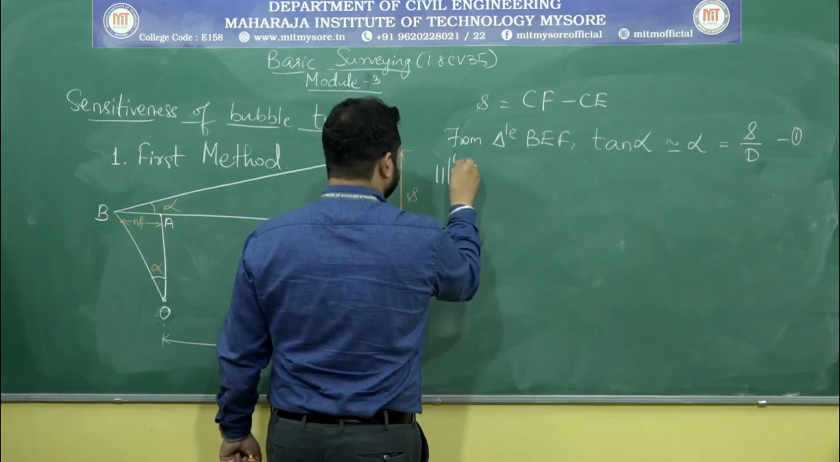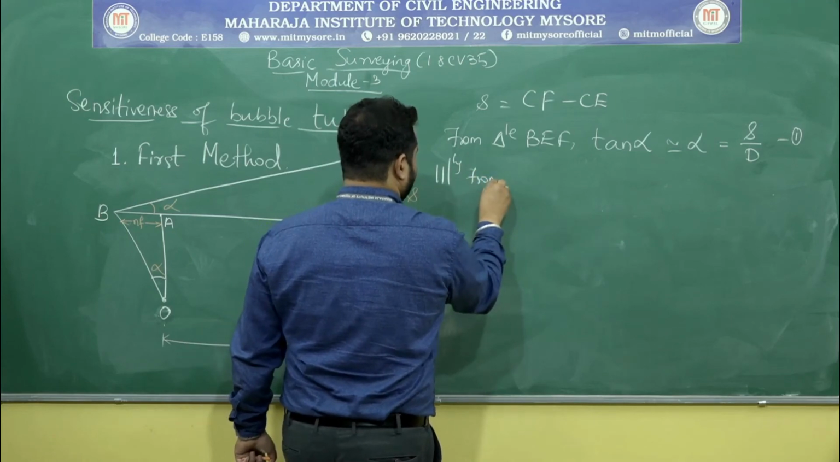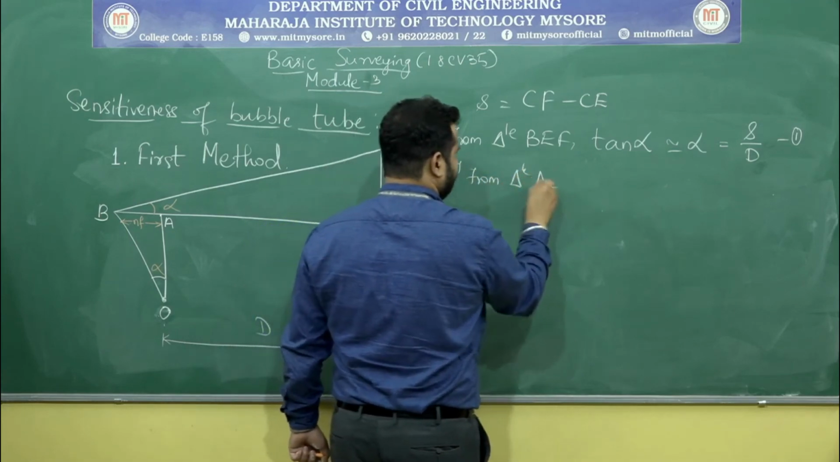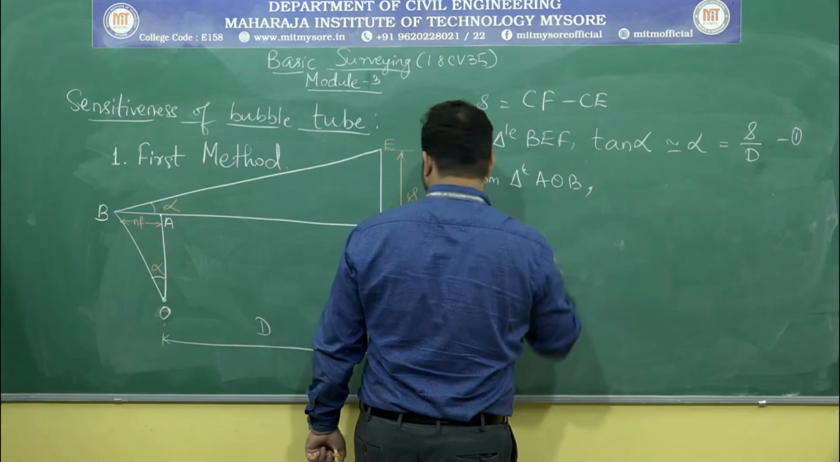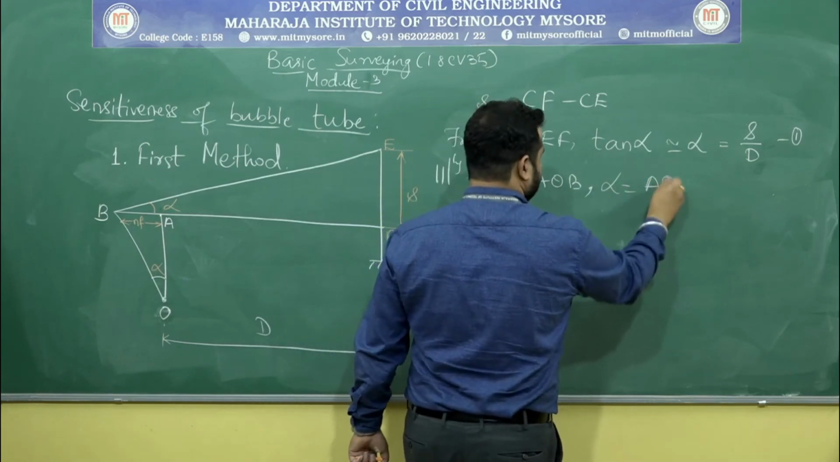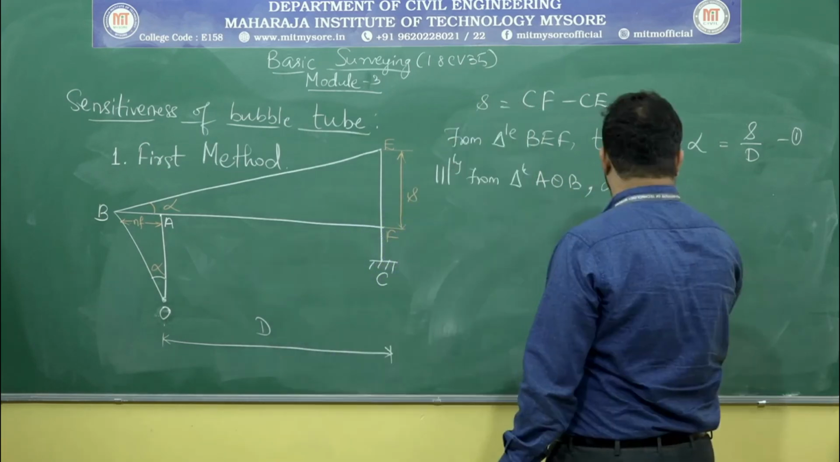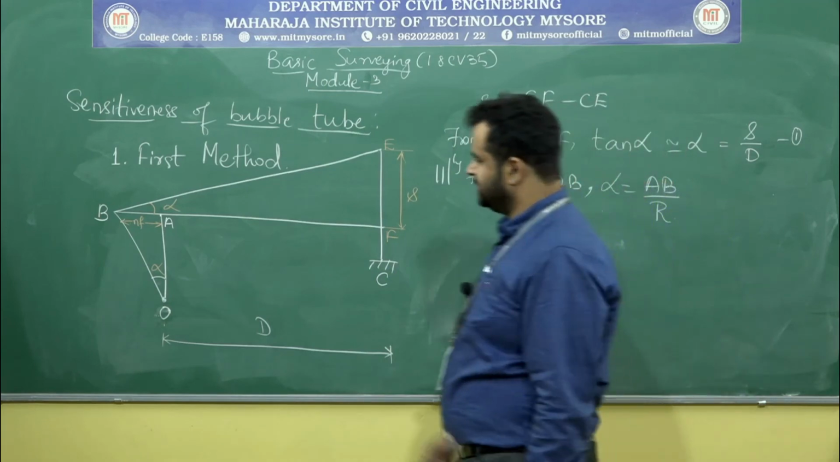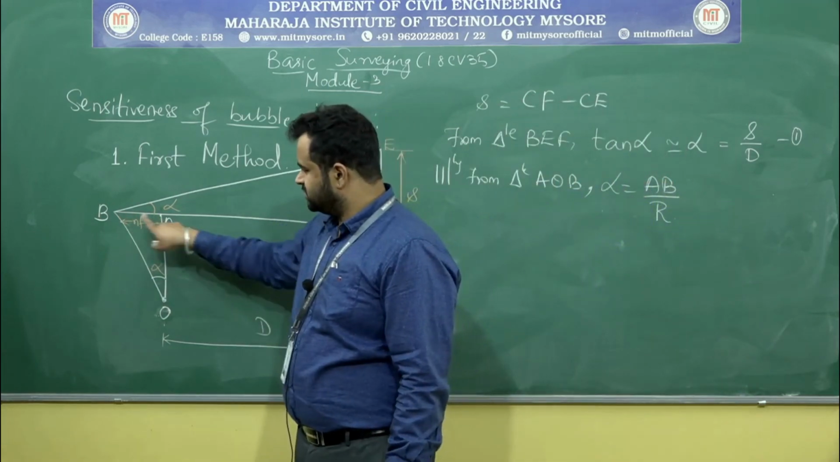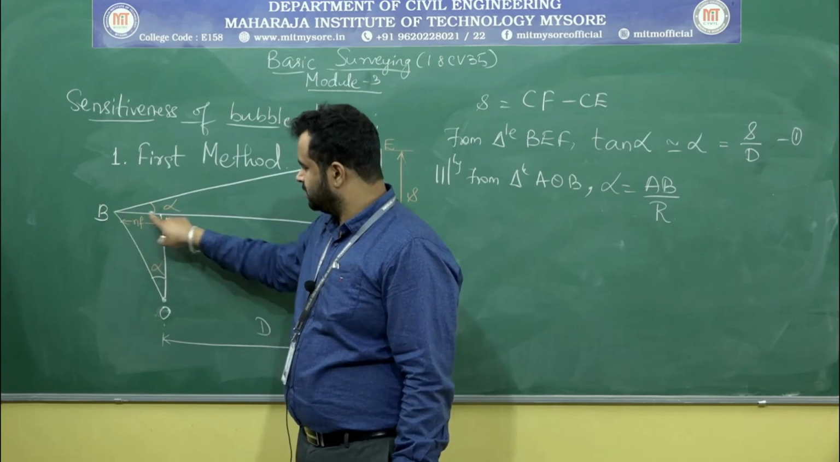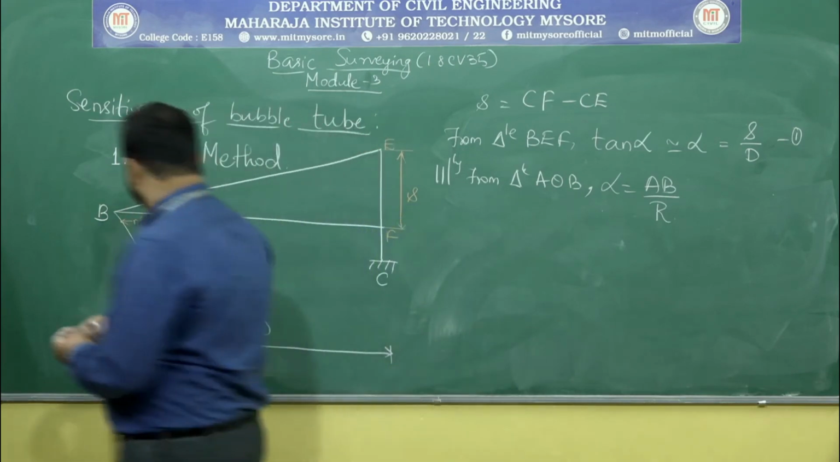Similarly, from triangle AOB, alpha is equal to AB divided by R. Strictly speaking, this part is not straight. This is actually a bit curved. Okay.